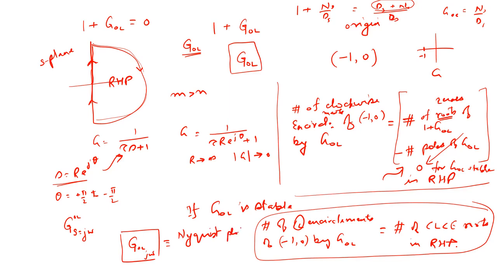Nyquist plot of G open loop. So when I go from here to here, I get the Nyquist plot of G open loop. When I go from here to here, I remain at the origin, because like I discussed, as r tends to infinity, because the order of the denominator is greater than the order of the numerator, you remain at the origin. And then when I go from here to here, that's G of minus j omega, omega going from infinity to zero.